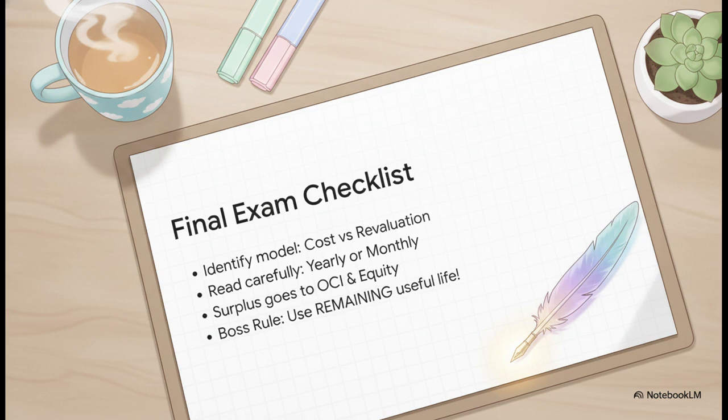Number 3, remember your accounting treatment. Revaluation surplus goes to other comprehensive income and equity. And finally, the boss rule. After a revaluation, always calculate depreciation using the remaining useful life.